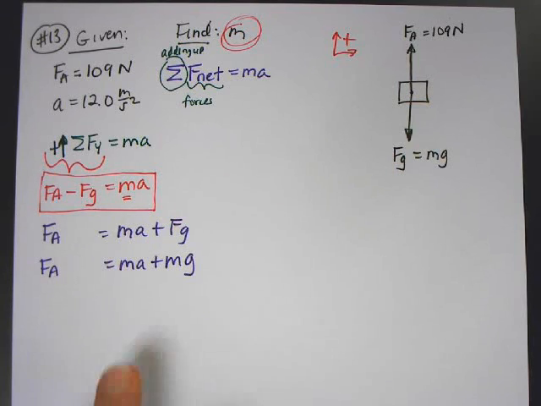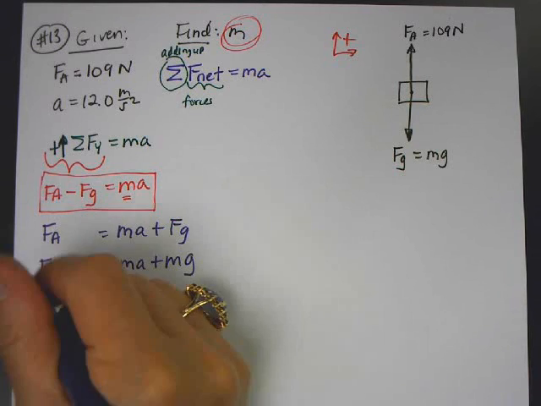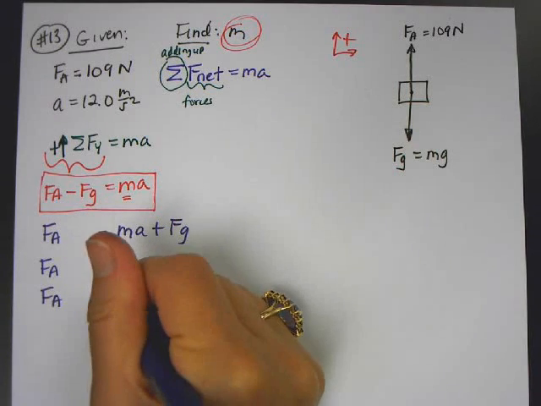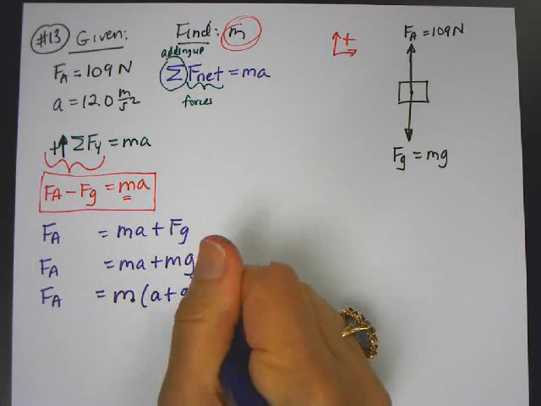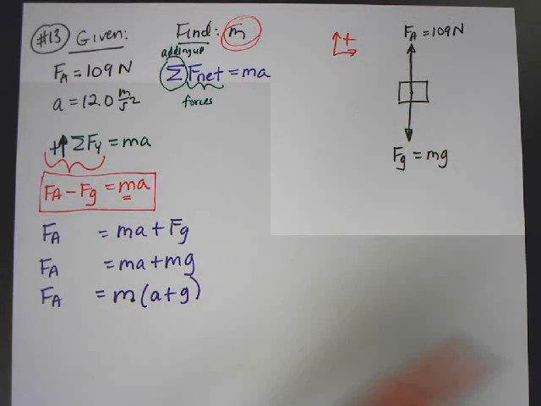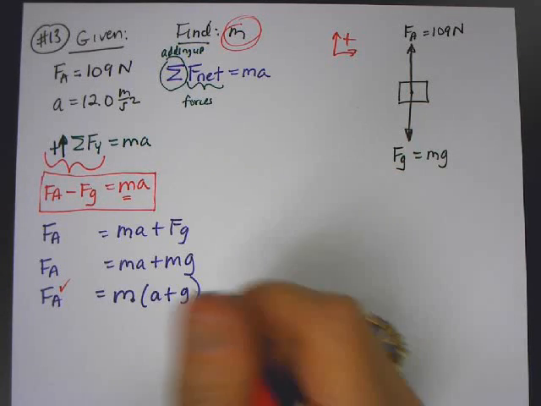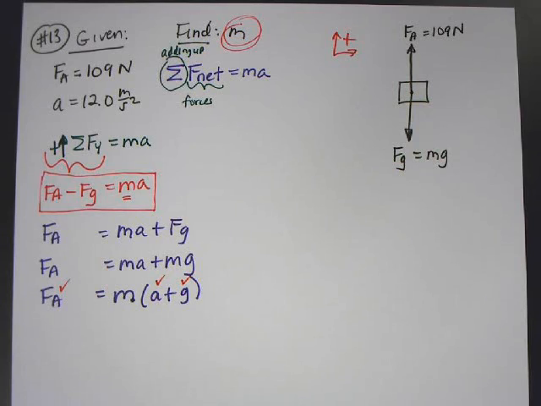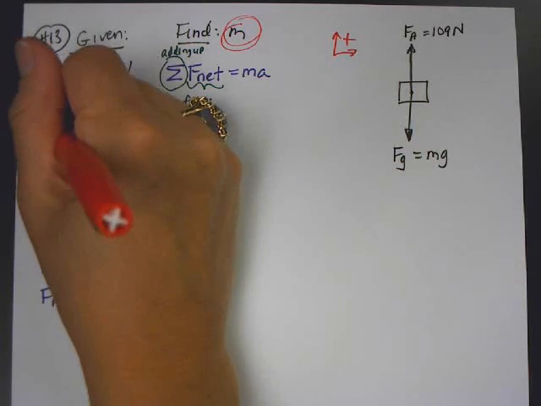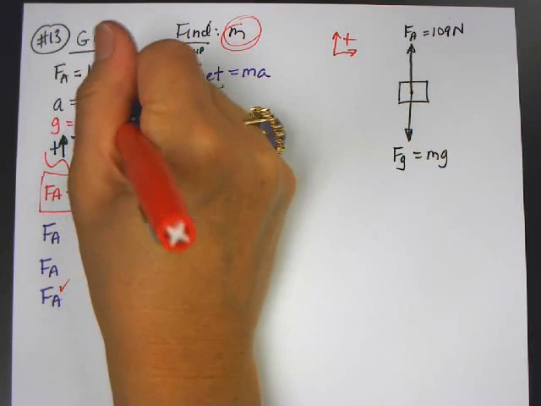And now it's obvious I can do what? I can factor out an M, right? So FA is equal to M times A plus G. And now I know FA, I know A, and I know little g. And if I want, I can put that back in the given. G is always going to be negative 9.8 meters per second squared.